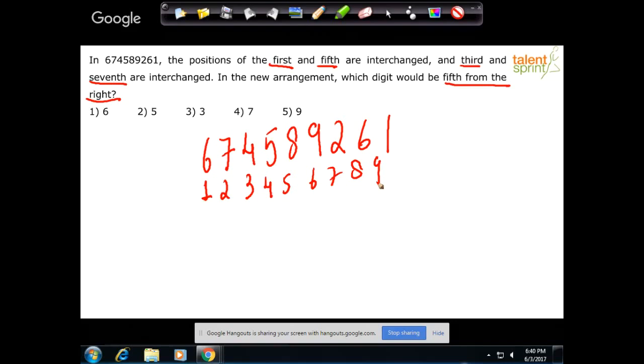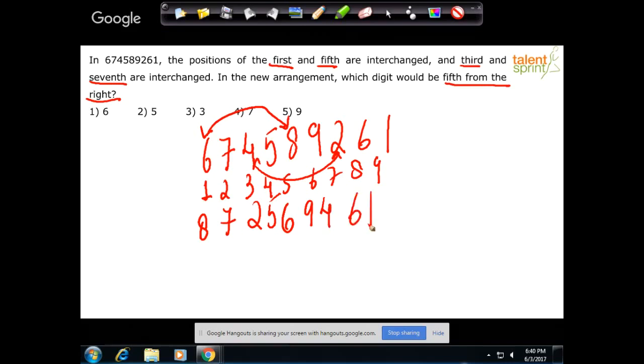So first is interchanged with fifth. So actually 8 becomes my first digit and 6 becomes my fifth digit. Then they tell us the third and the seventh. So 7 remains as it is, 2 comes here, 5 remains as it is, 9 becomes 4, 6, 1. So this is our new number.